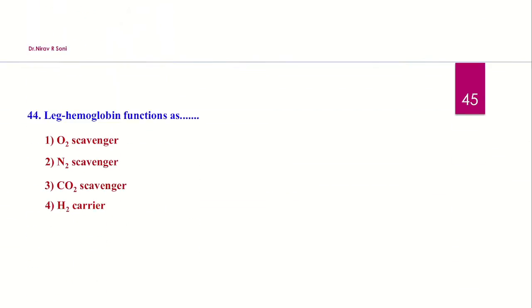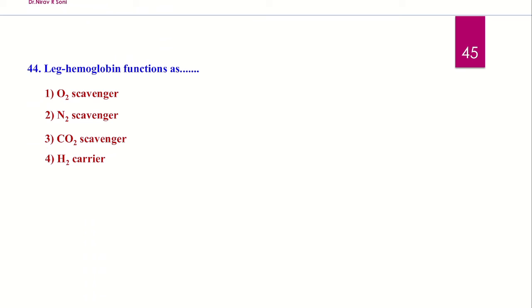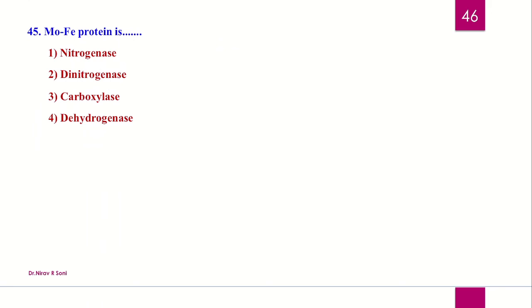The answer is number 4, leghemoglobin. Leghemoglobin means what? Molybdenum Fe complex. Its function is as an oxygen scavenger to prevent oxygen toxicity. That's why we call it an oxygen scavenger. MoFe protein, molybdenum Fe protein, is a nitrogenase protein which helps in nitrogen fixation.